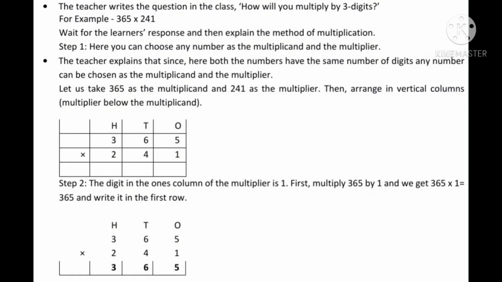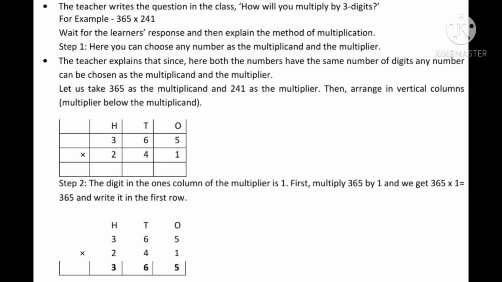Step 1, she says, here you can choose any number as the multiplicand and the multiplier. Okay, the teacher explains that since here both the numbers have the same number of digits, any number can be chosen as a multiplicand and any number can be chosen as the multiplier. Let us take 365 as the multiplicand and 241 as the multiplier. Then arrange them in vertical columns as you can see on the screen.